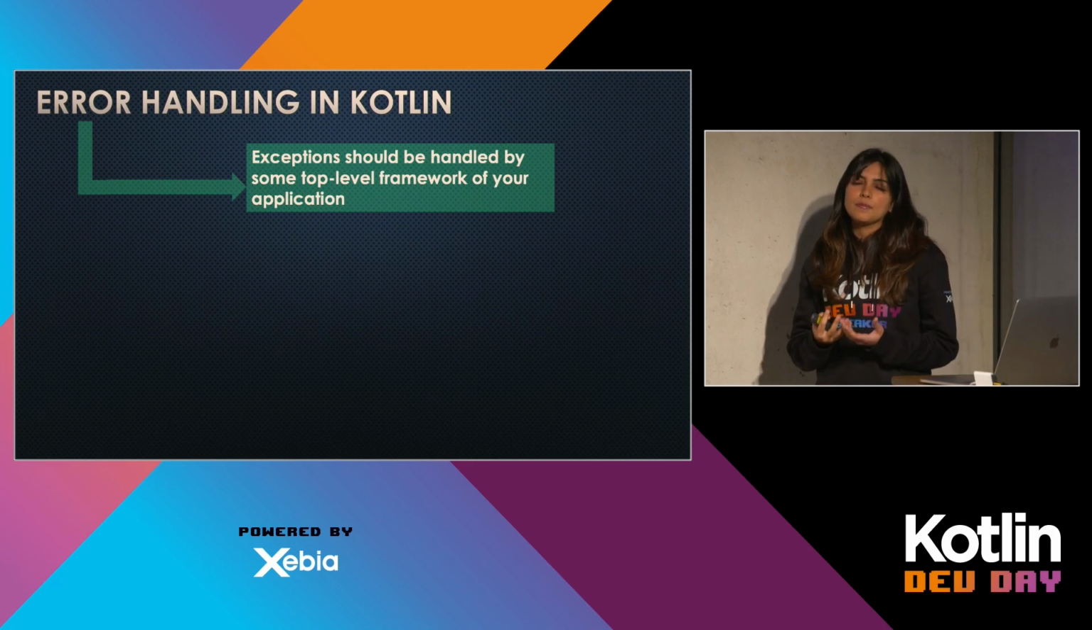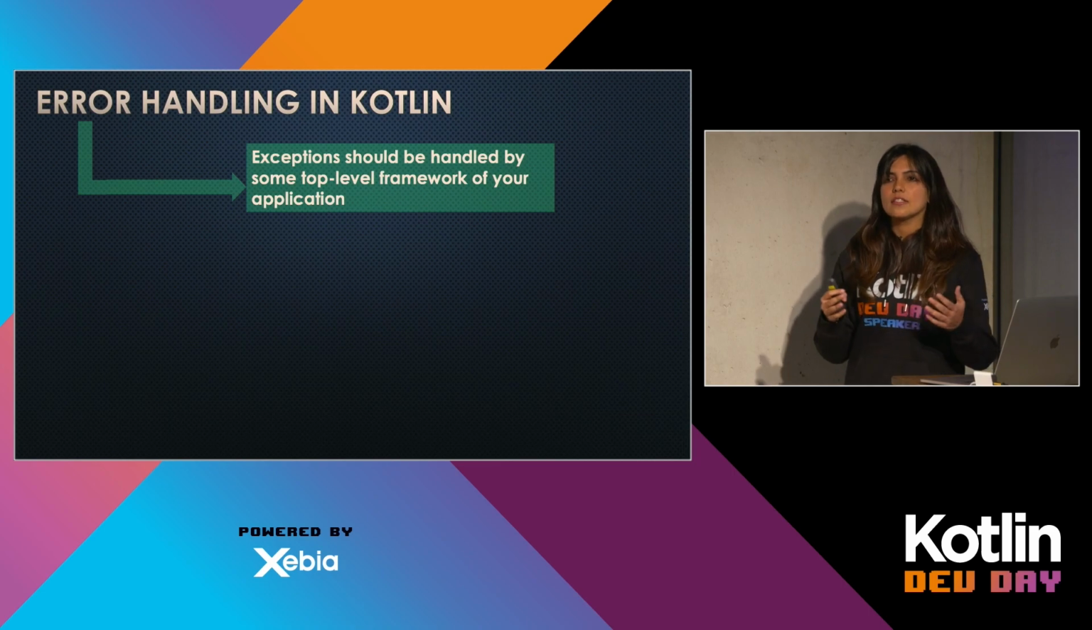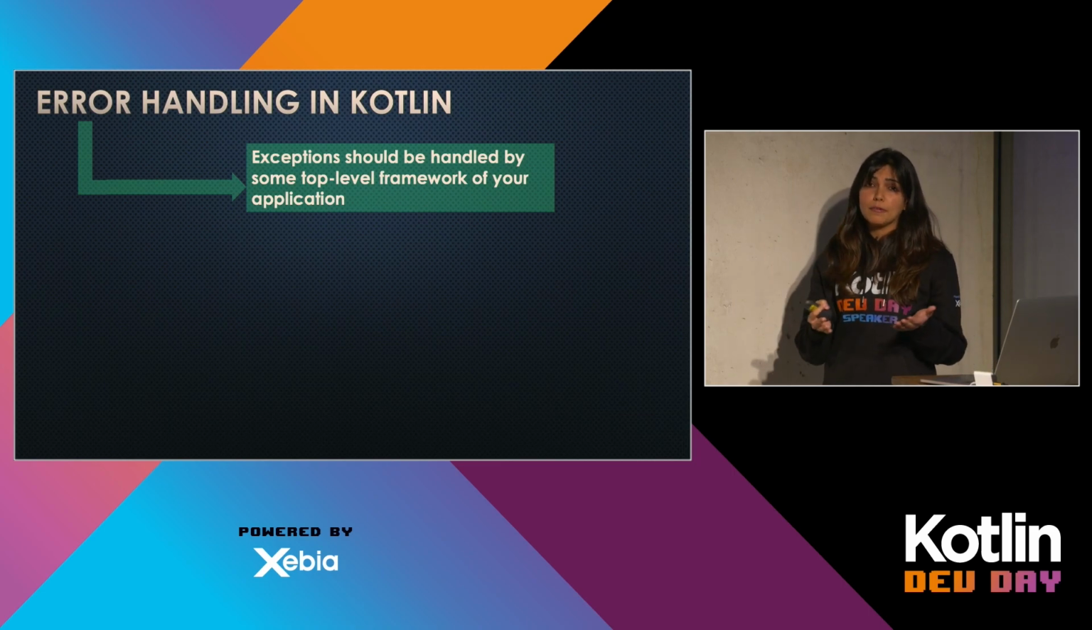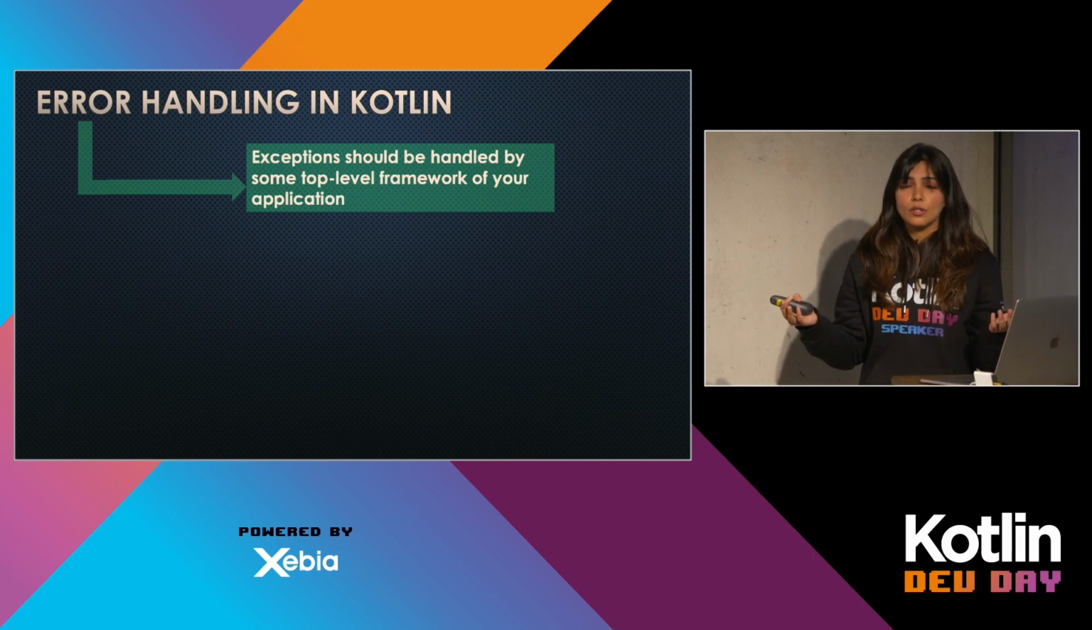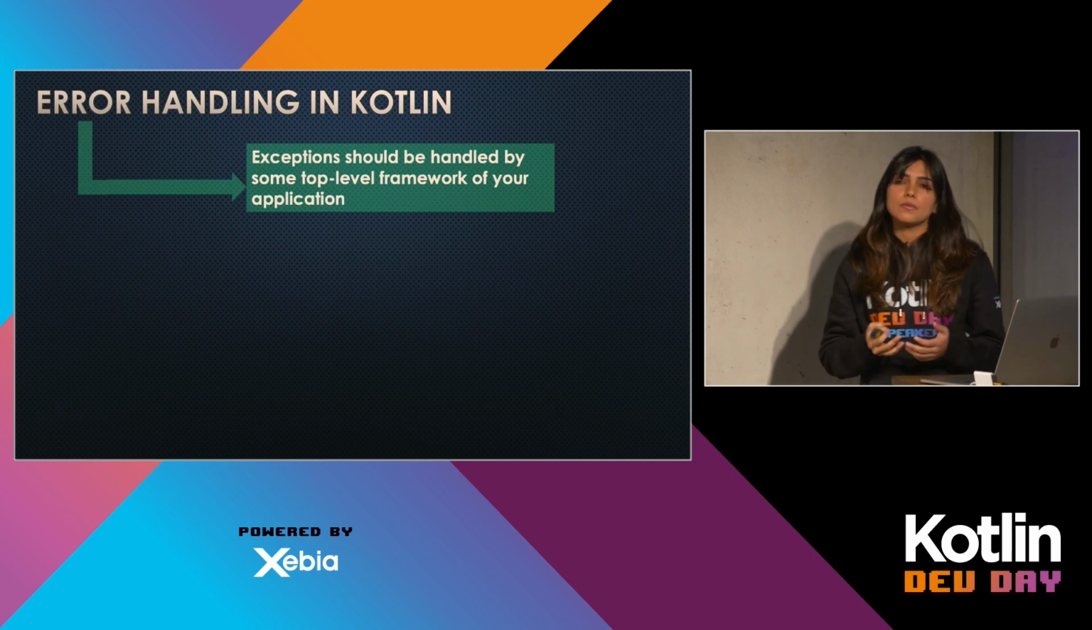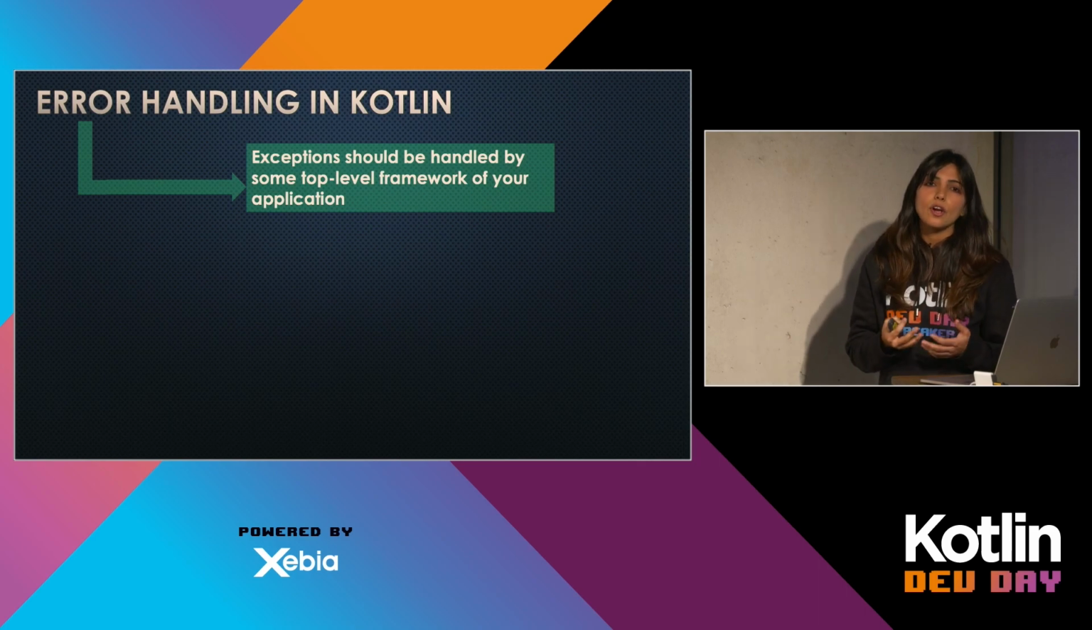So first of all, when I talk about exceptions in Kotlin, we still need to handle exceptions. However, these exceptions should be handled by some top-level framework of your application. So there should be a global exception handler within your application which is handling those exceptions.